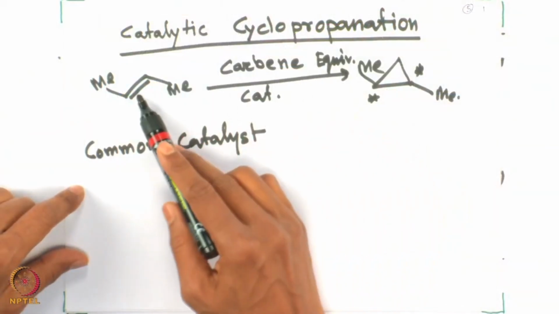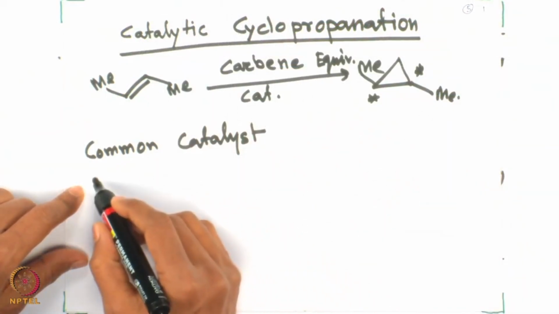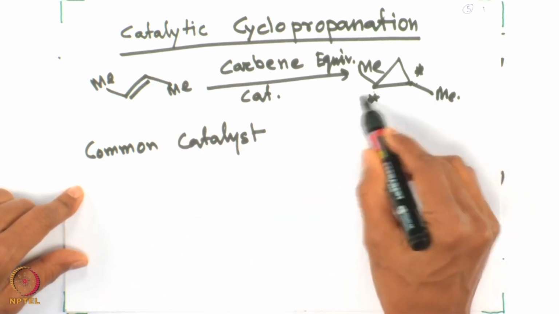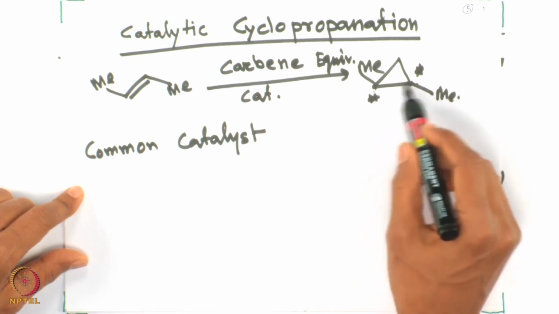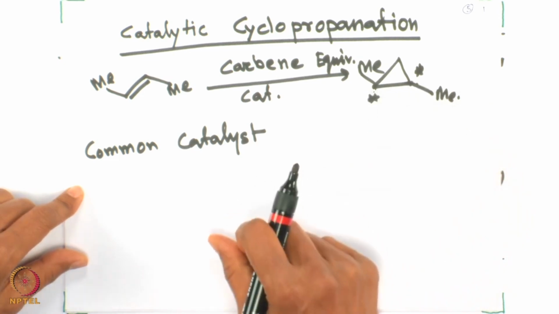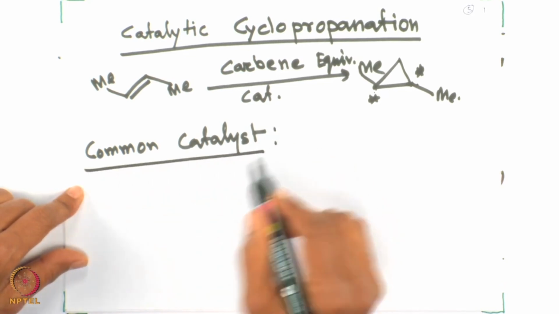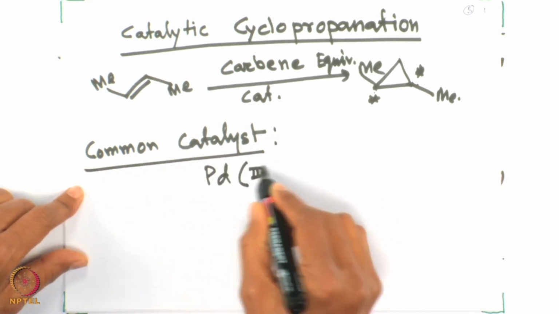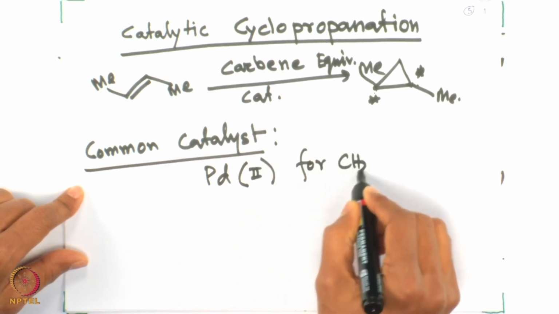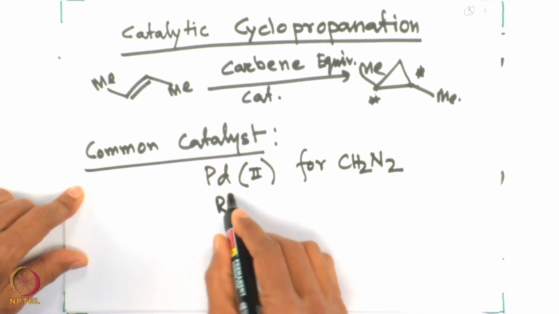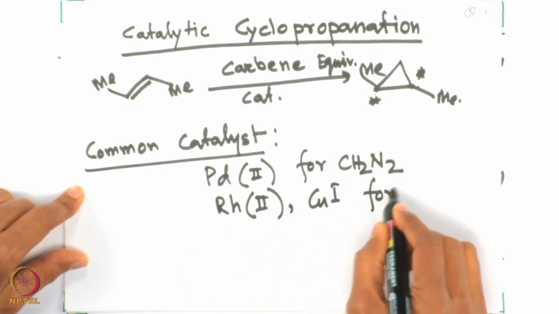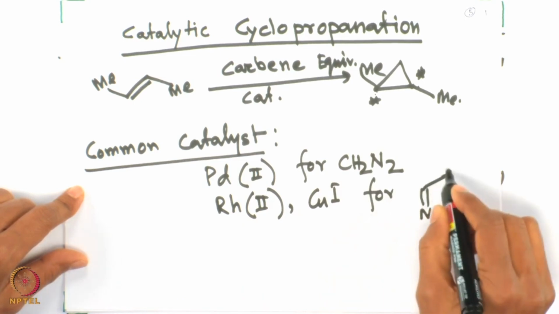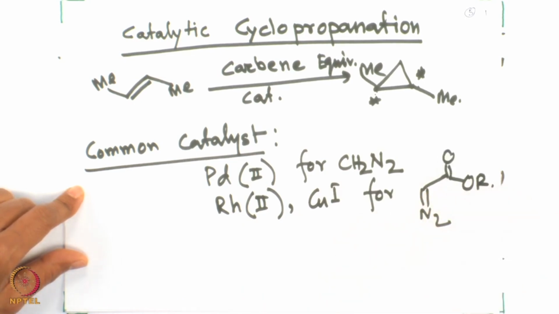Usually from a carbene, what we see is that it is reacted with an olefin to give the cyclopropane ring, and of course, in these two centers you can set the stereochemistry. Often we will be talking about the diastereoselective synthesis for such compounds. The common catalysts used for this purpose are palladium(II) for diazomethane as the starting material, and rhodium(II) and copper(I) for diazo ester, that is nothing but this reagent as a starting material.